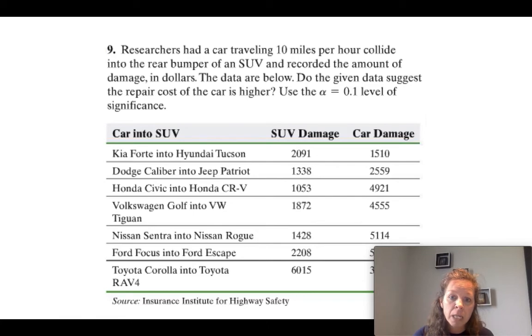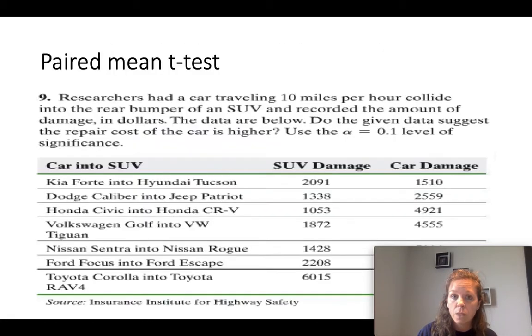So t-test means. Then the question is, are they paired? Yeah, they're paired here because we're looking at what car and SUV are running into each other. They are paired up specifically according to the type of vehicle. So this is going to be a paired mean t-test. The paired ones always have to be with data because we have to see that pairing of the data.